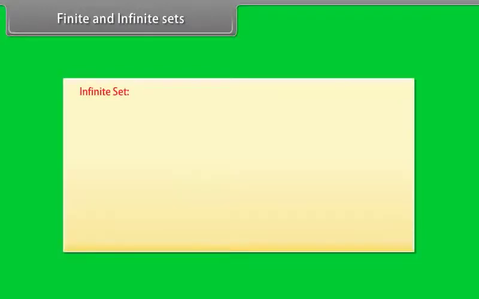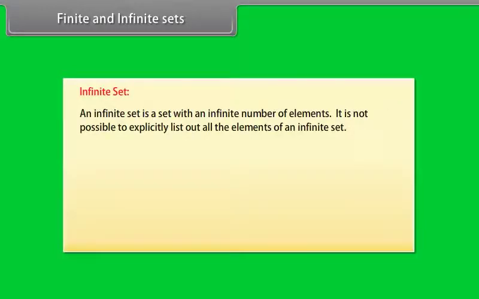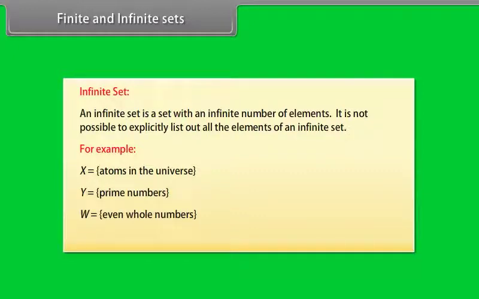Infinite set. An infinite set is a set with an infinite number of elements. It is not possible to explicitly list out all the elements of an infinite set. For example, X is a set of atoms in the universe, Y is the set of prime numbers, and W is a set of even whole numbers are infinite sets.